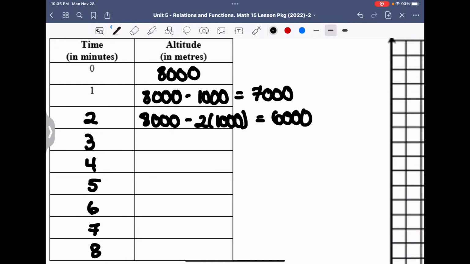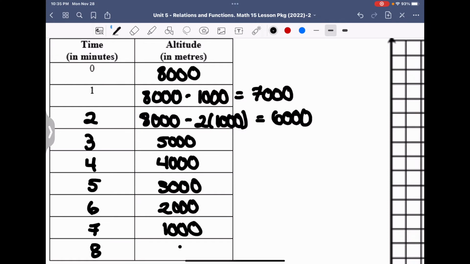So at 3, we should be at 5,000. At 4, we should be at 4,000. At 5 minutes, we should be at 3,000. At 6 minutes, we should be at 2,000. At 7 minutes, we should be at 1,000. And at 8 minutes, we should reach 0. What does that mean? The plane has landed. At 8 minutes, we reach an altitude of 0, or that it is touchdown on ground.